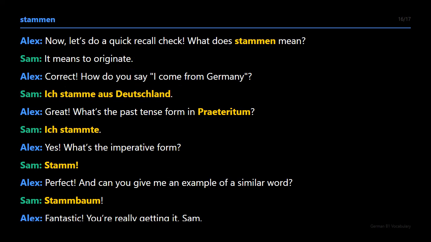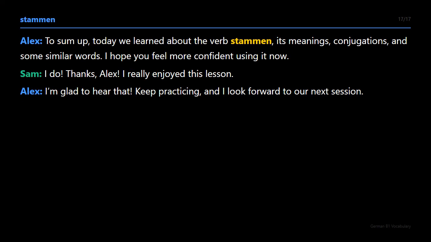Fantastic. You're really getting it, Sam. To sum up, today we learned about the verb stammen, its meanings, conjugations, and some similar words. I hope you feel more confident using it now.